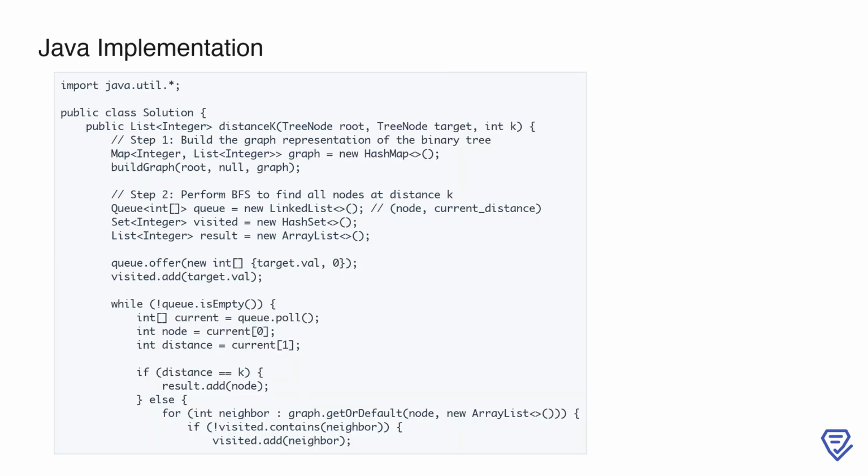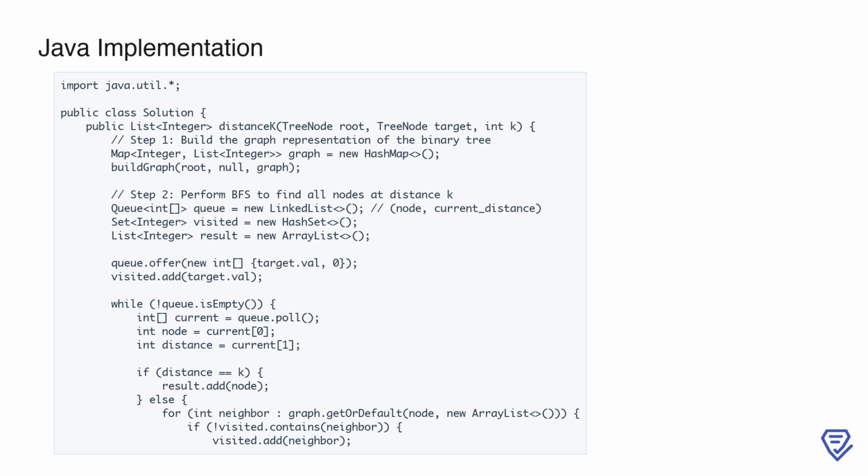Here, we start by defining the method distanceK, which takes in the root of the binary tree, the target node, and the distance k. The first step is to convert the binary tree into a graph representation. This is done using a hash map where each node value maps to a list of its connected neighbors. The buildGraph method will handle this conversion by traversing the tree and linking each node with its parent and children.